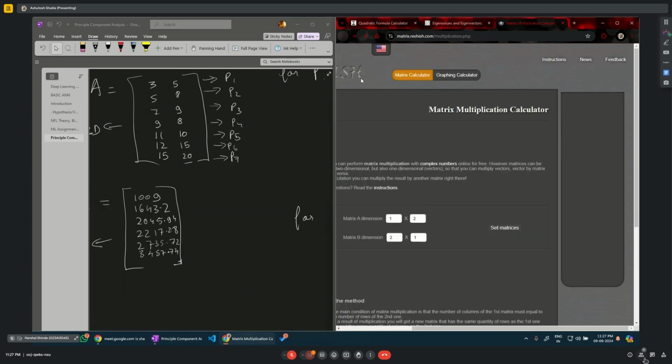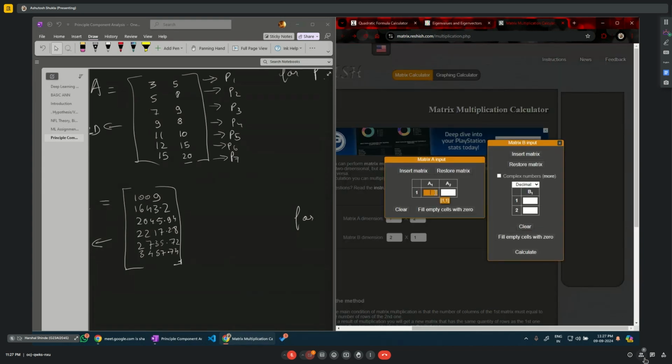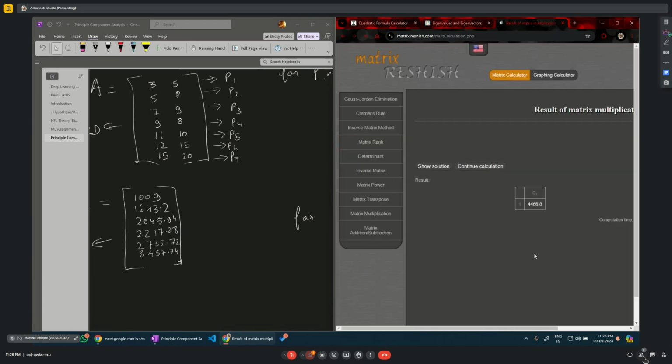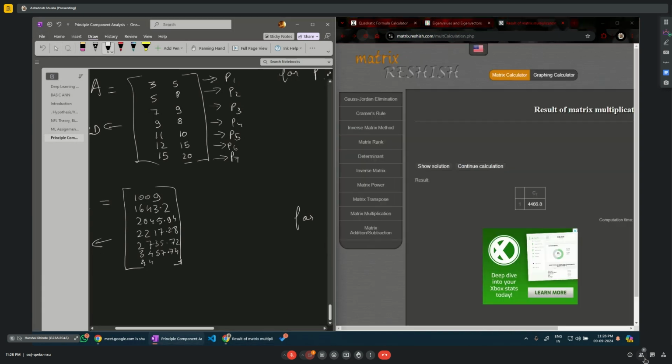And finally, the last point, 1520 with 143.52 and 115.7. Calculate. 4466.8.